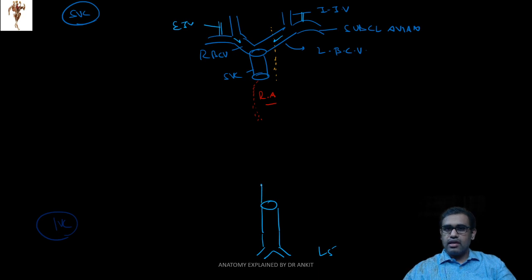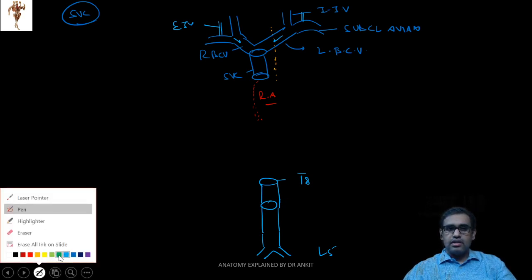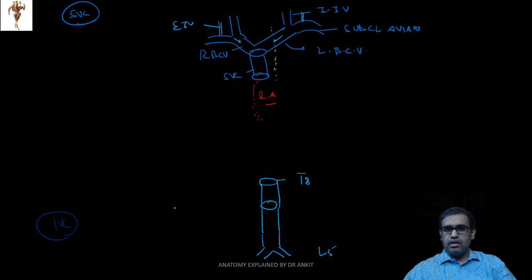So we can make it a little bit lengthier IVC over here. The theoretical level is around T8. So around the level of T8, that is the vertebral level, it will pierce the diaphragm and enter. So let us make a fairly simple dotted green colored diaphragm over here. So this is the diaphragm, which is a wall just separating the thoracic cavity from the abdominal cavity. So IVC pierces this diaphragm around T8 to enter into the right atrium.